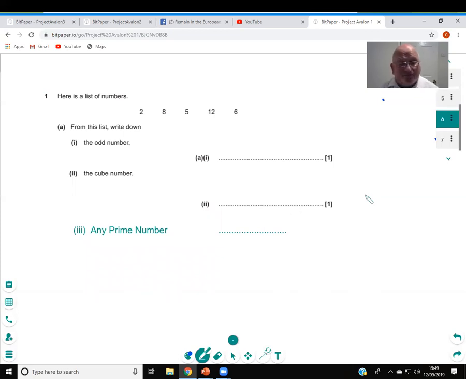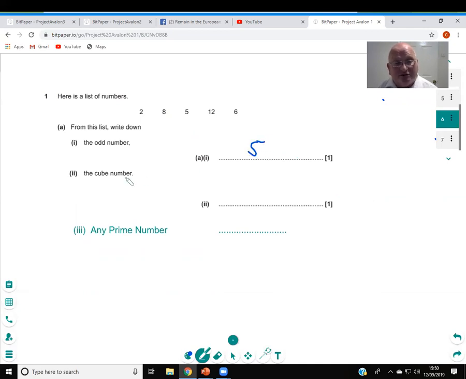So here, they've given you 5 numbers: 2, 8, 5, 12, 6. They've asked you for the odd number. Now, we haven't really covered odd numbers yet, but an odd number is any number that you can't divide 2 into, and that's 5 in this case.